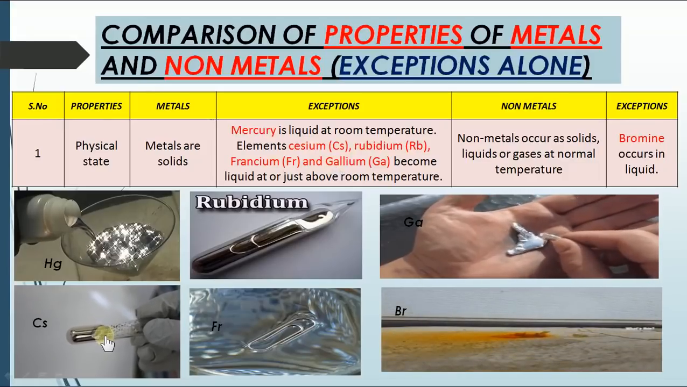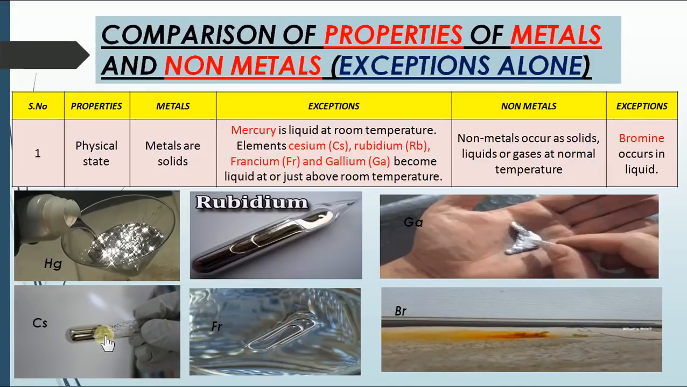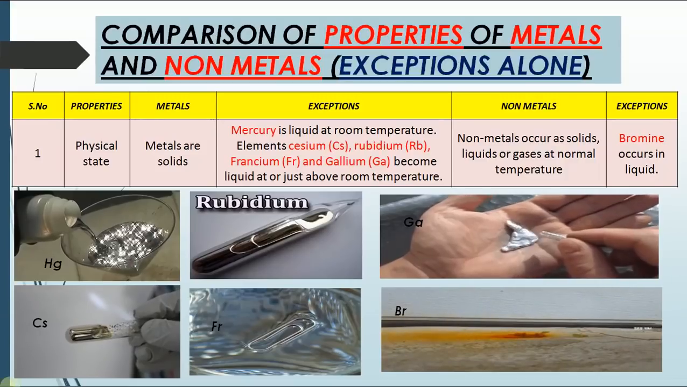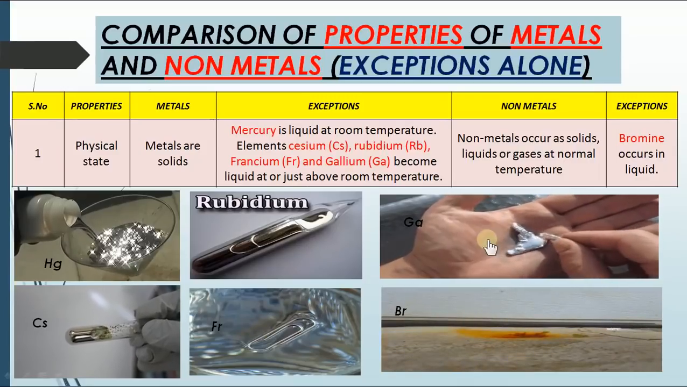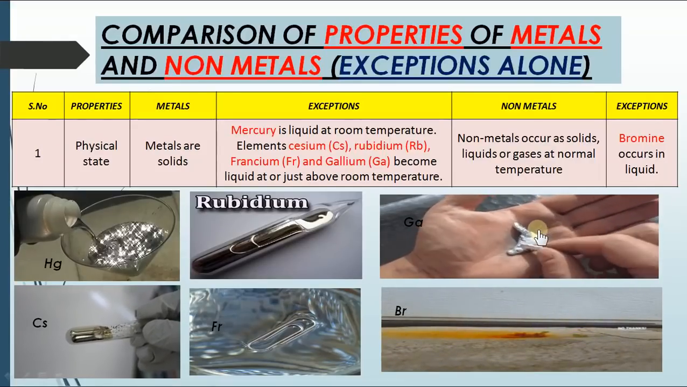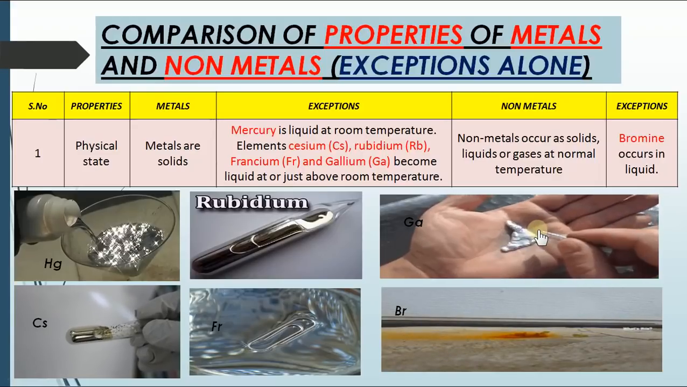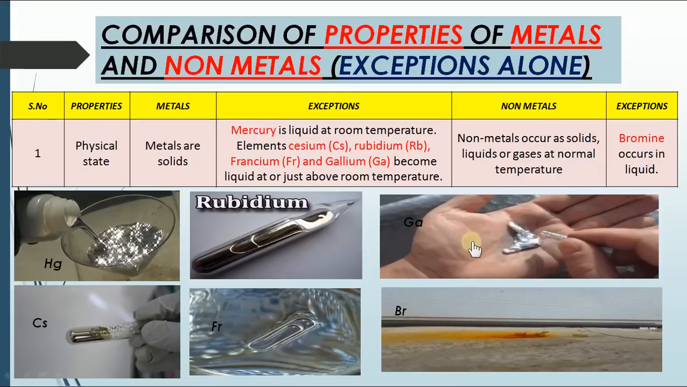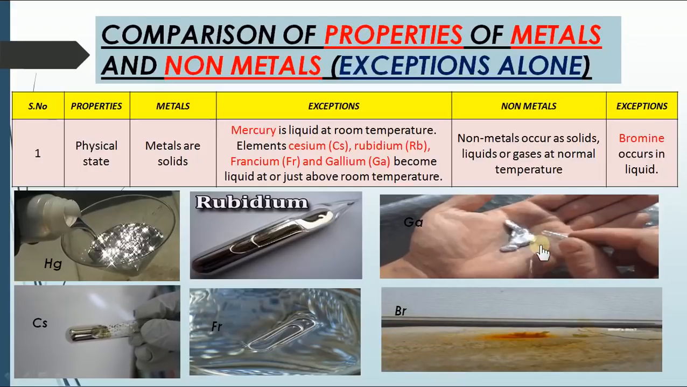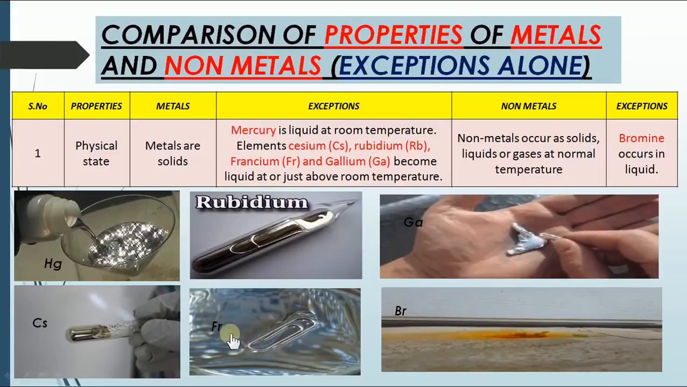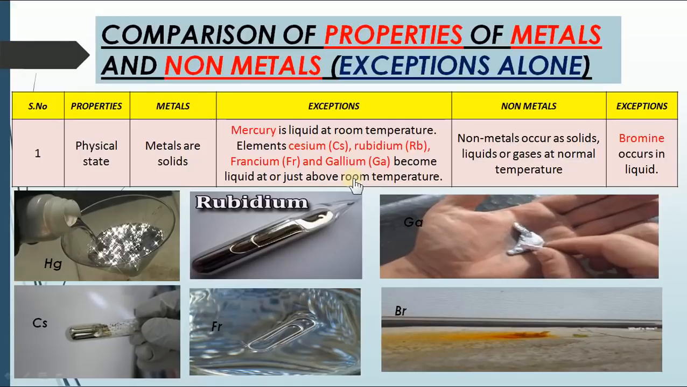If the temperature rises above 28 to 35 degrees, within that range the cesium will liquefy. Similarly, the rubidium, francium and gallium. Even a solid gallium, if you hold it in your hands, melts by absorbing your body temperature. You could see the picture here clearly. The other metals like rubidium and francium will all melt just above room temperature. That means they have a low melting point.